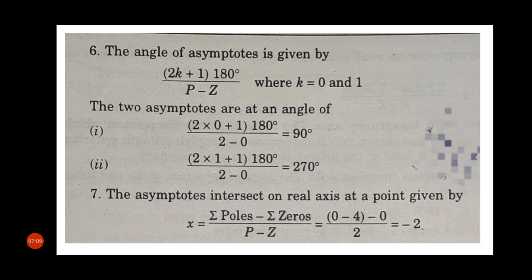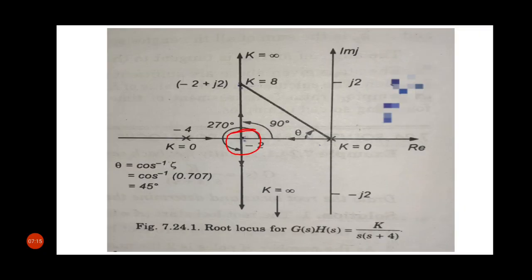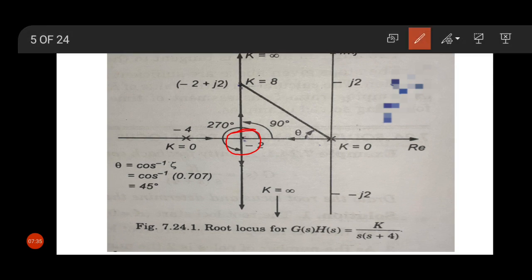Okay, now we identify the angle of asymptote and the centroid in our graph. See, this -2 is our breakaway point and also our centroid. Now draw the angle of asymptote. There are two asymptotes. One asymptote has an angle of 90 degrees, and another asymptote is at 270 degrees. Clear?